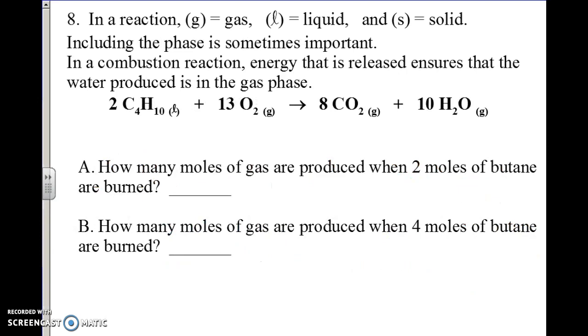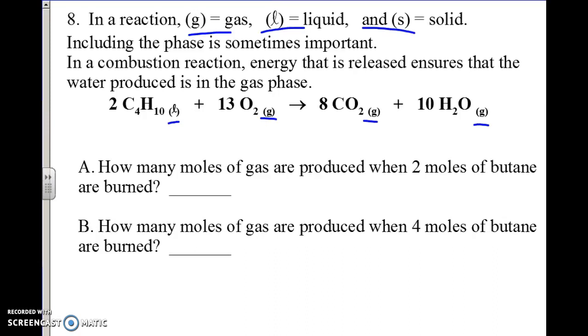Number 8, the formula looks a little bit longer, so it might look a little more confusing, but I think you'll be able to handle it just fine. It says in a reaction, gases are represented by G, L is for liquids, S for solids. So you're going to see those starting to pop up in some of our balanced equations every once in a while. Sometimes they're important, sometimes they're not really giving us much information. Including the phase is sometimes important. In a combustion reaction, energy is released, which ensures that water produced is in the gas phase.